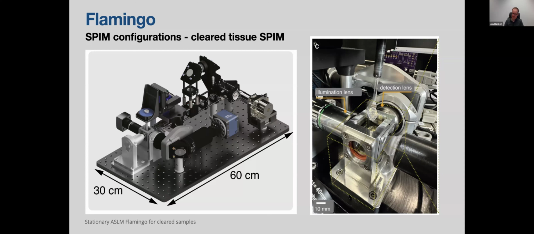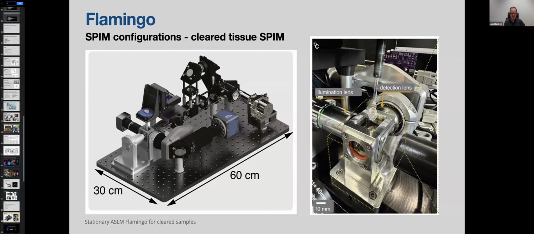So if your sample ends up being really big, you can also move the lenses out of the way and use lenses with a long working distance. You just have to understand at that point, maybe the optics are less optimal. But as I said at the very beginning, the whole thing is pretty scalable.